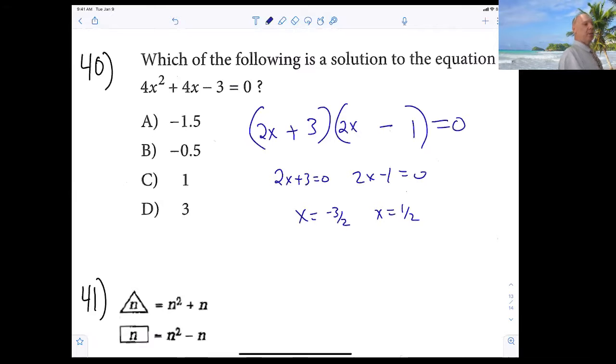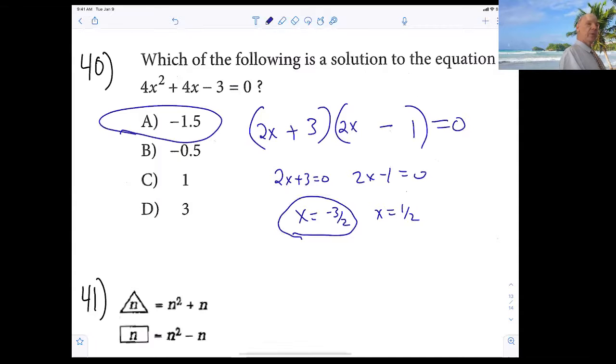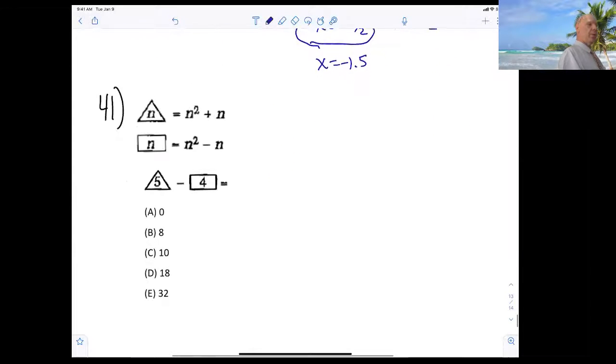So my answer has to be what? A. Anybody have any issues? Just add those together. Negative 3 over 2 is negative 1.5. Any issues on that? Now, some of you got to be careful with fractions and decimals. Any issues? All right, let's knock out 41.